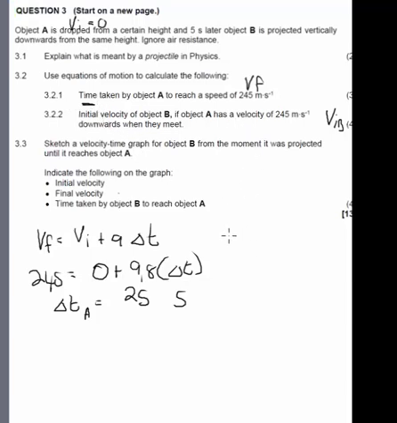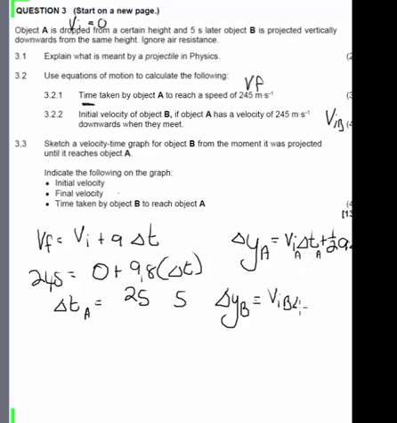Remember that if you take this formula, change in Y for object A is going to be equal to Vi multiplied by the change in time plus a half a change in time squared. And now the Vi I'm talking about here is the Vi for A, and the time is the time for A. Remember that. If I look at object B, the change in Y for object B is also going to be equal to the same formula, but now the initial velocity of object B multiplied by the change in time plus a half a change in time squared. Now this time is not the same for both, but what is the same is the fact that the change in Y for A equals the change in Y for B.